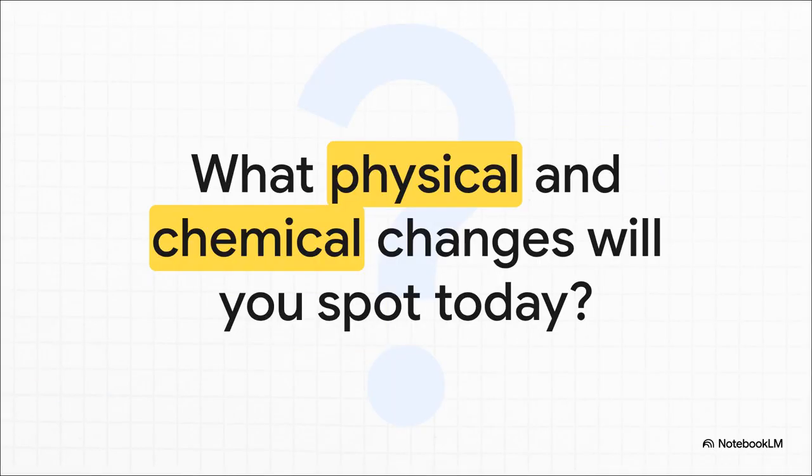And just like that, the case is closed. The big difference between melting ice and a burning log is whether or not the substance's core identity changes. So now that you're an official matter detective, keep your eyes open. What changes are you going to spot today? I mean, really look around. When you're cooking dinner, see a bike that's getting rusty. It's happening everywhere. The evidence is all around you.